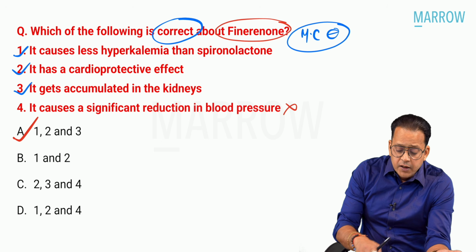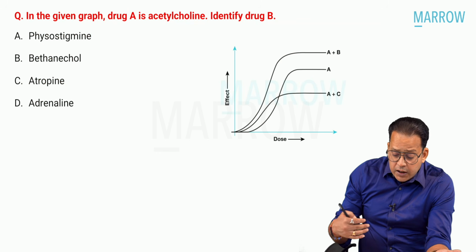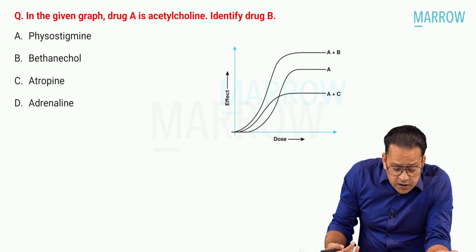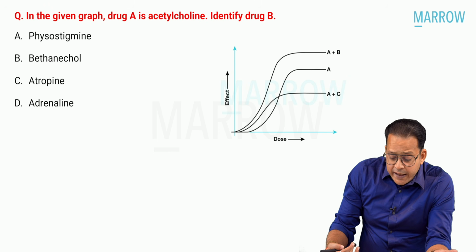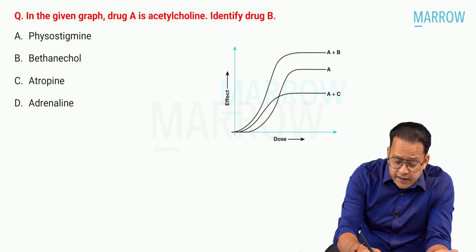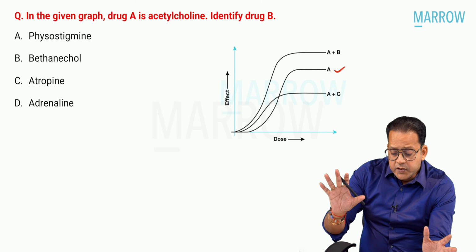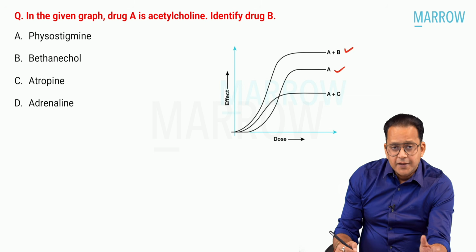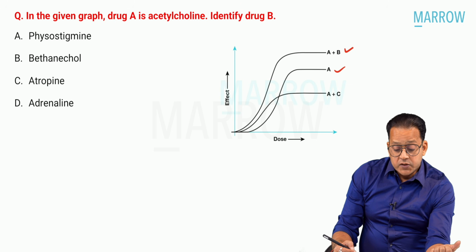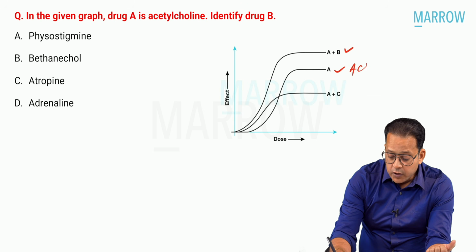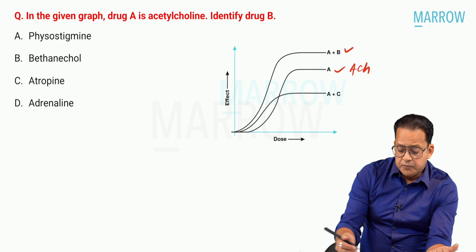All right. Moving on to the third question. In the graph given, drug A is acetylcholine. So what it's saying is drug A is acetylcholine. Identify drug B. What is drug B? Let us see. So first of all, what is A? A is acetylcholine. And this is a graph for the effect.